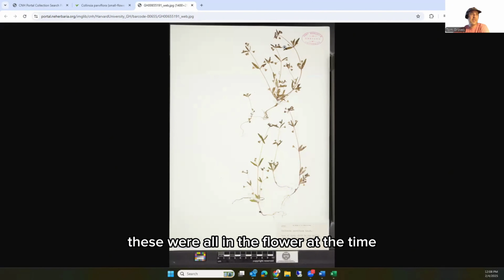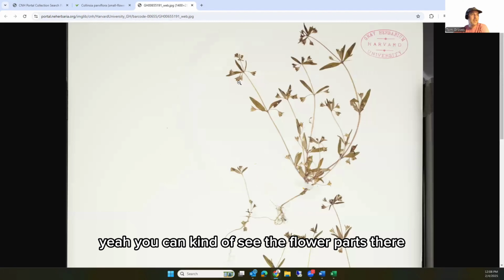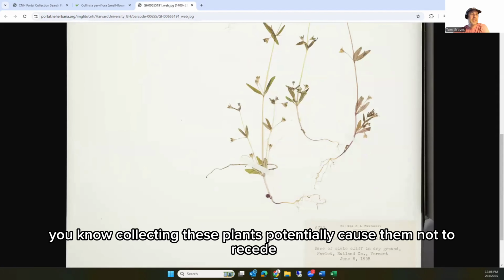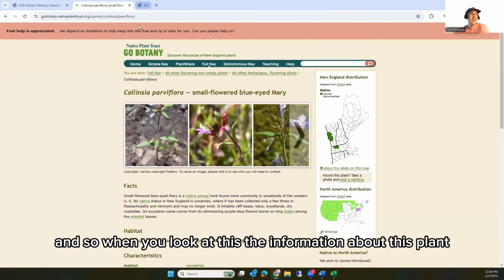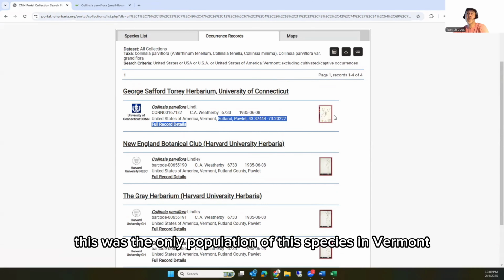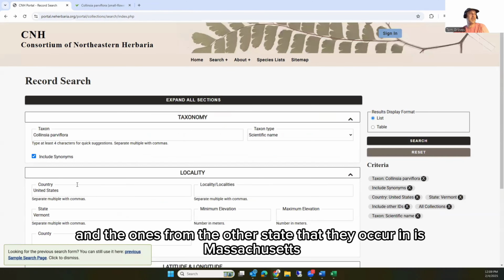These were all in flower at the time. Looks like they were in flower, early seed. Yeah, you can kind of see the flower parts there. So collecting these plants potentially caused them not to reseed. When you look at the information about this plant, this was the only population of this species in Vermont. And the other state that they occur in is Massachusetts, right?